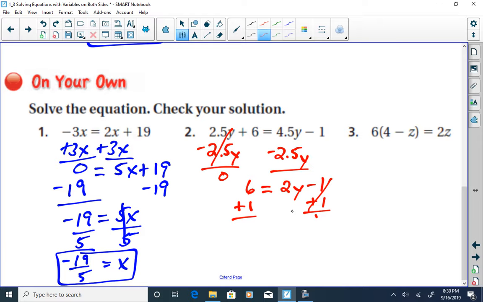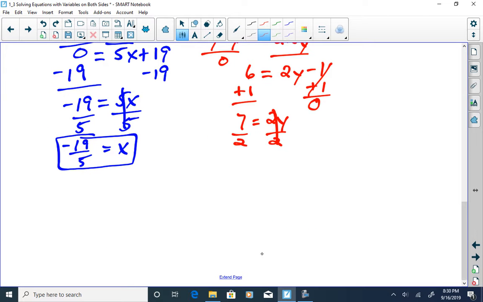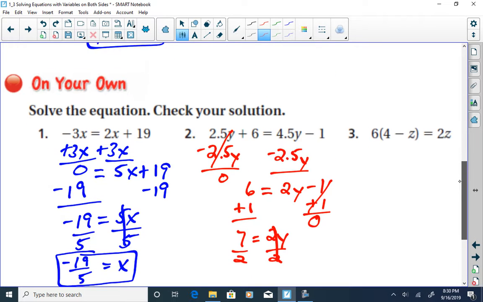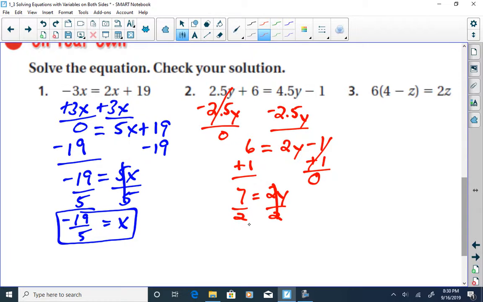In order to get the variable by itself, we'd have to add 1 to both sides of the equation. That becomes 0. 6 plus 1 is 7. So I'm left with 7 is equal to 2 times y. To solve for y, we're going to have to divide both sides of that equation by 2. They cancel, and we wind up with 7 halves is equal to y. Alright, let's look at this next example.